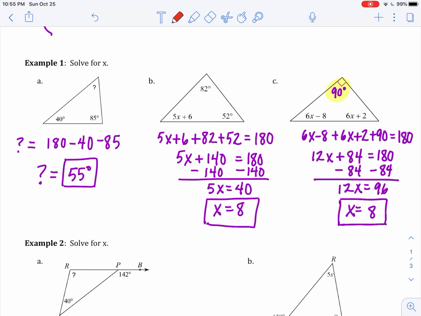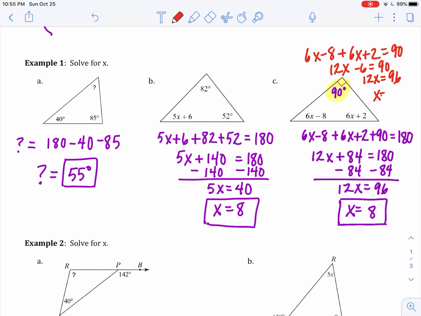So we could have said 6x minus 8 plus 6x plus 2 equals 90. So if you have a right triangle and you notice that, you could do this shortcut, although some people don't think it's that much of a shortcut, but it kind of is. You'll get 12x minus 6 equals 90. You'll add 6 to both sides. You'll get 12x equals 96.